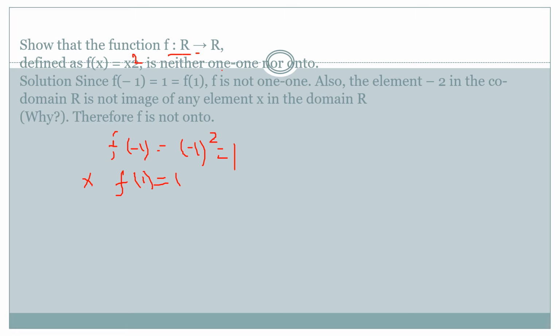And we have already said, if we want to show a function is not 1-1, then we can give just one example. So we have just given one example, that the image of these two elements is the same, that is 1, therefore the function is not 1-1. And why is this not onto?